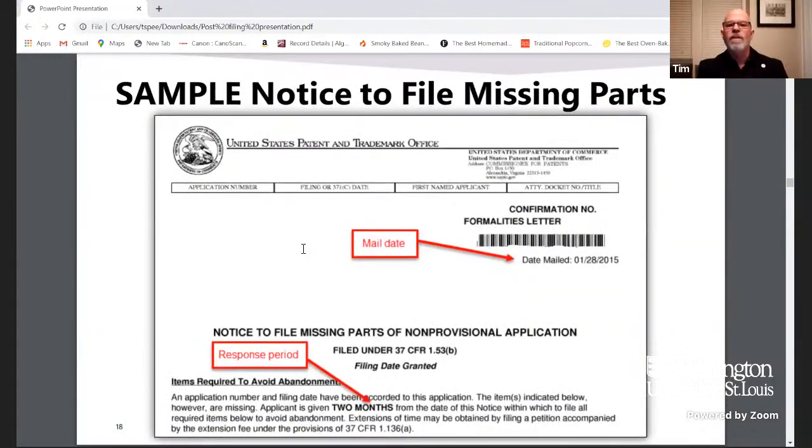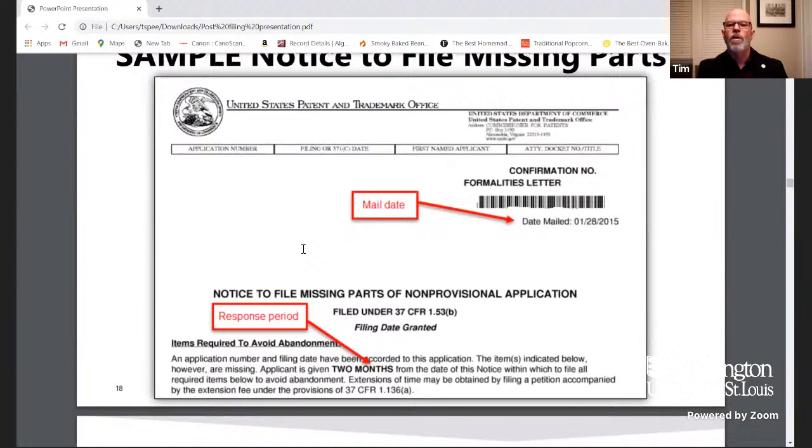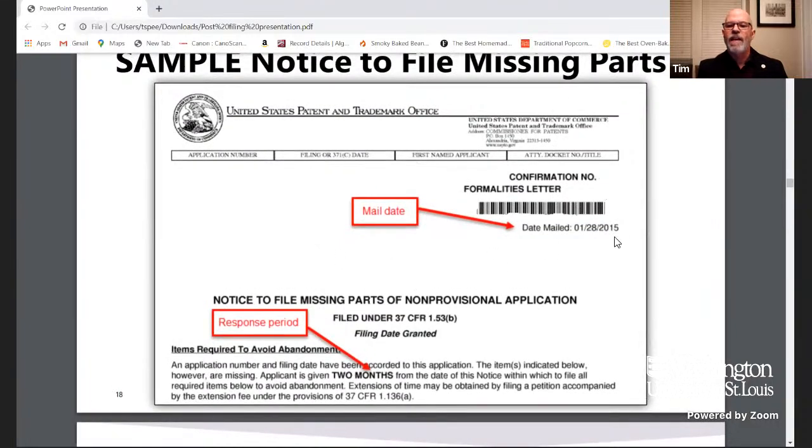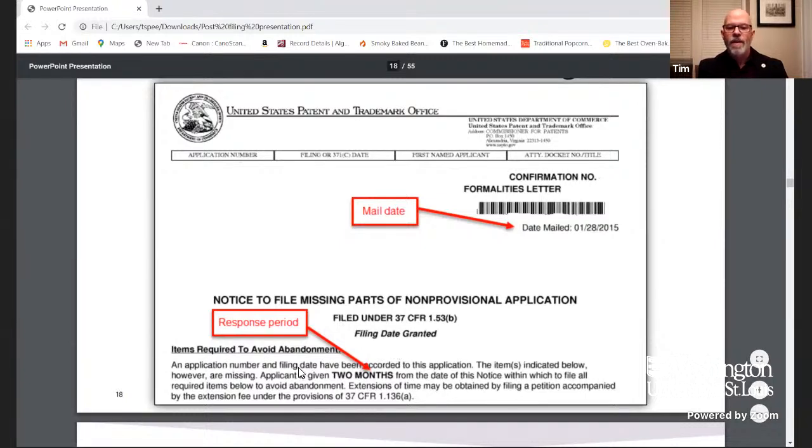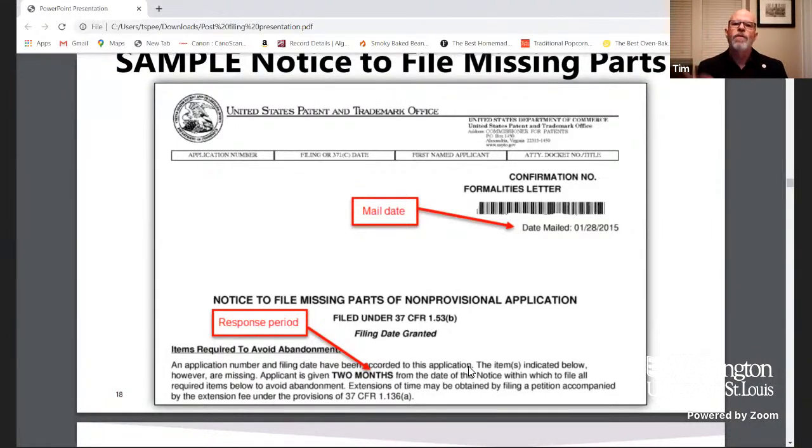This is just a sample notice of missing parts. You'll get a notification. It'll give you the mailing date here. It'll have probably an application number. It'll give you the time period in which you have to respond. Here you have 2 months to do this. They don't show the rest of the form, but it'll tell you what the deficiencies are. You need to include a declaration. You need to include whatever's missing, whatever needs to be done. And they'll tell you on this form, they give you 2 months to do that.